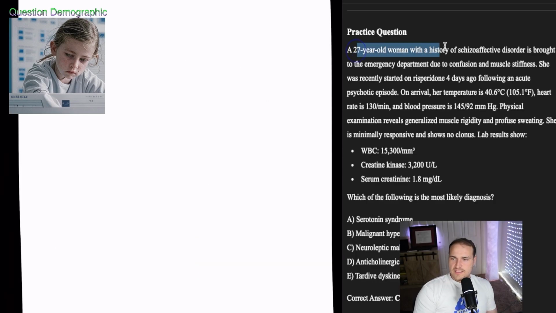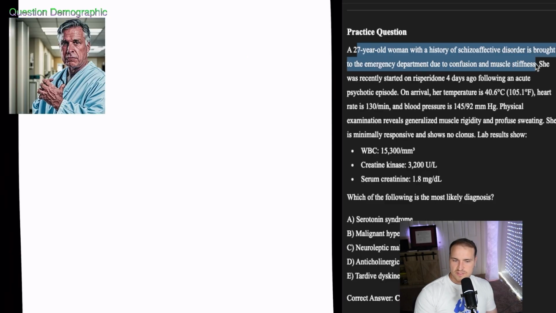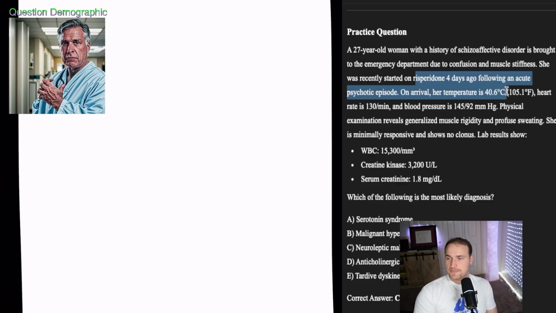Okay, next we have a 27-year-old woman with a history of schizoaffective disorder brought to the emergency department due to confusion and muscle stiffness. This could also be a man, elderly woman, whatever. She recently started on risperidone 4 days ago, following an acute psychotic episode. After arrival, her temperature is 40 degrees Celsius, so 105. That's high. Heart rate 130. Physical exam reveals generalized muscle rigidity.